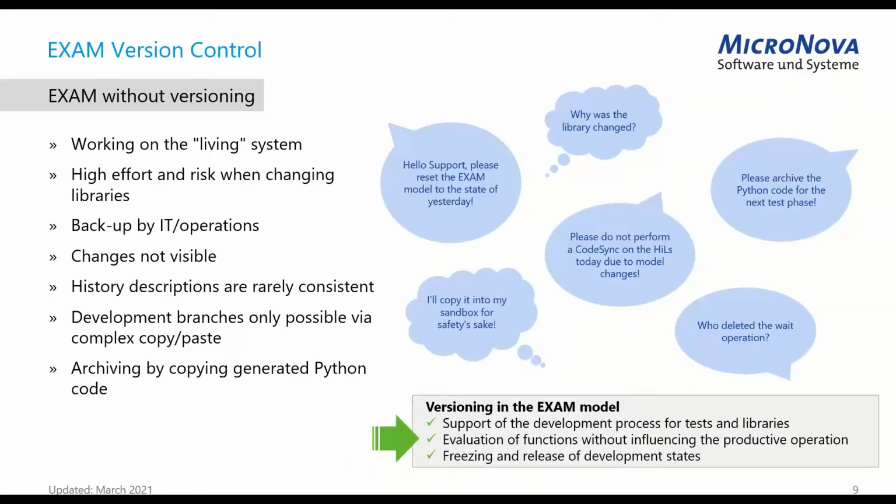So let's have a closer look at EXAM. How was life in EXAM without version control? Let's pick out some of the text bubbles here on the right side. One of my favorites is: who deleted the wait operation? If such a thing happened accidentally, the data normally was gone and you had no chance to recreate this data inside your application. If such a situation occurred, you normally had to get in touch with your IT to ask them for a database backup and to recover the entire data.